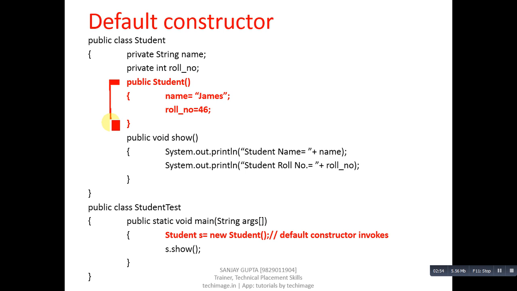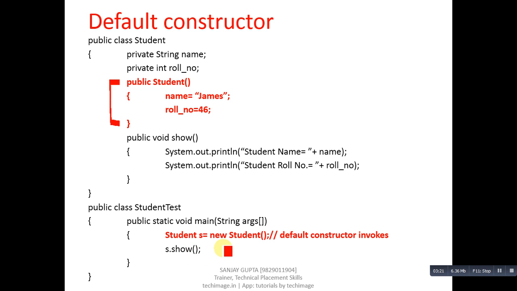This is the default constructor. You can see the name of the constructor is equivalent to the name of the class. The name variable is initialized with James and roll number is initialized with 46. Then the show method prints name and roll number on the console. Then inside the class test, the main method is defined in which an S object is created for the student class.